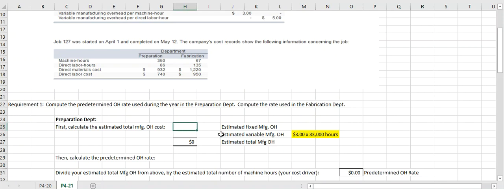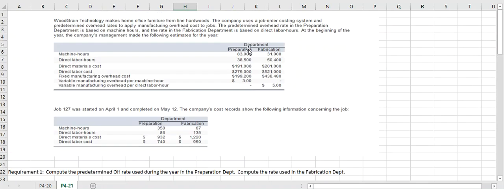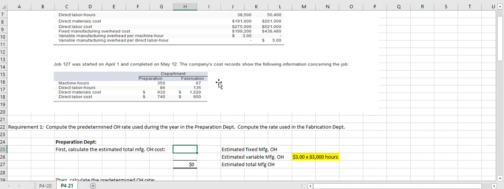So to do that, we're going to have to find our estimated fixed cost. It's going to go up here to our estimated amounts. There is a line that says fixed manufacturing overhead cost, and for preparation it's $199,200.